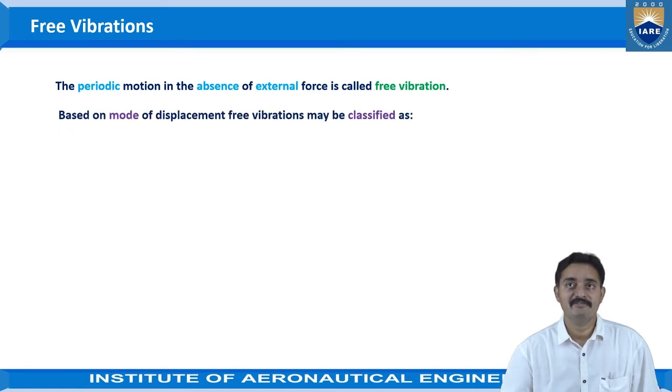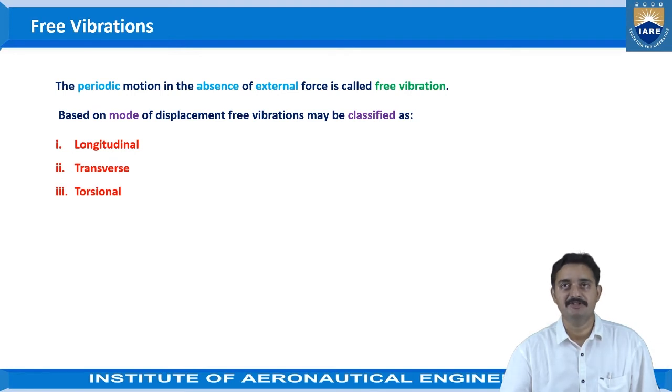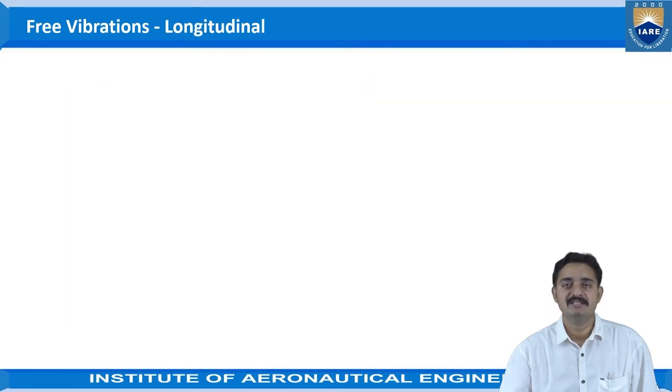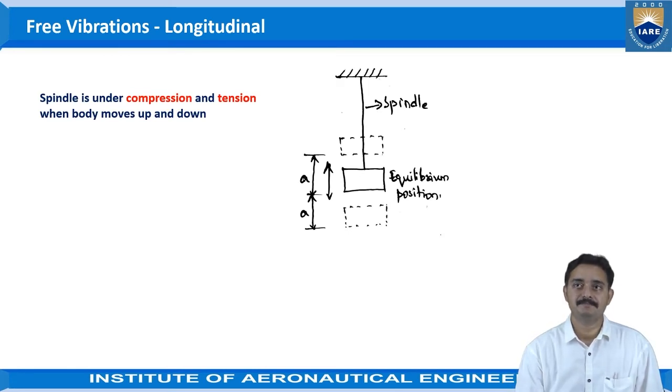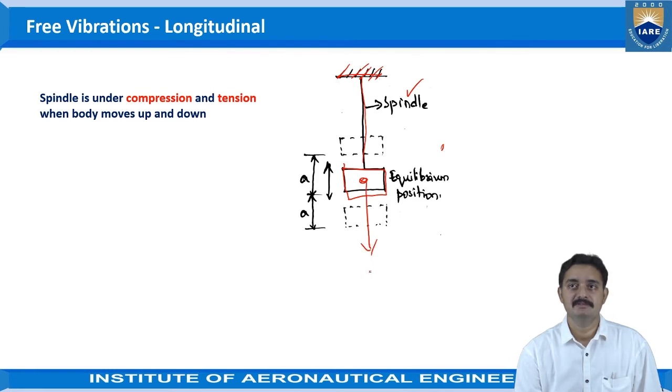Based on mode of displacement, free vibrations may be classified as longitudinal vibration, transverse vibration, and torsional vibration. So there are three types of vibrations in free vibrations. Let us first see what the longitudinal vibration is. As shown in the figure, an object is connected using a spindle to the roof or a certain support, and we are dragging this object downwards, and we are leaving it.